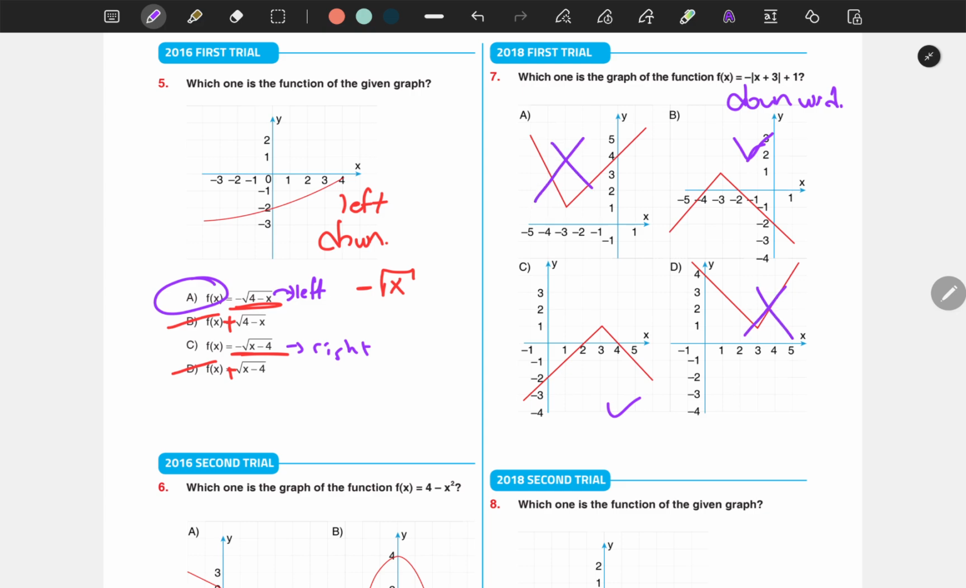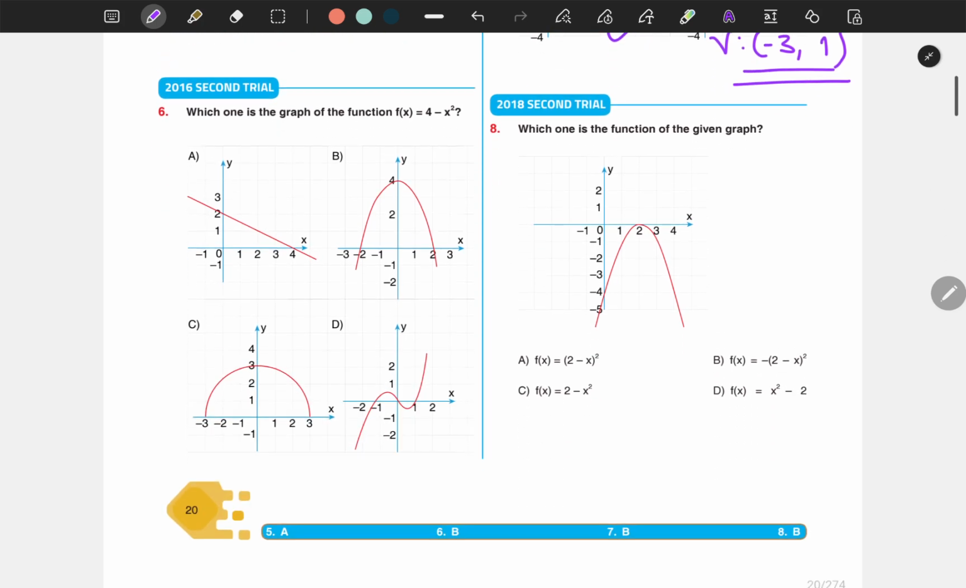What's my vertex? My vertex here, if I make it equal to 0, x will be negative 3, y will be 1. Which vertex is negative 3 and 1? Let me check. Guys, when you look at the B, here, x is negative 3, y is 1. So it means this B is the correct option. Okay, let me scroll down.